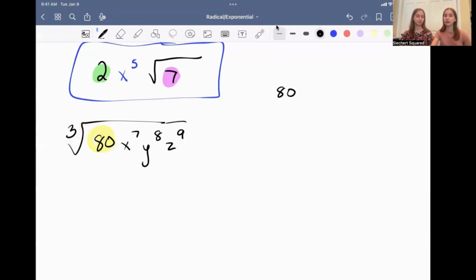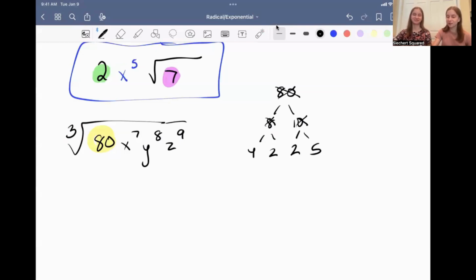So 80, again, pick any 2 things that multiply to 80. Let's say you pick 8 and 10. And then you can break both 8 and 10 down a little more. 10 is 5 and 2, or actually, it's 2 and 5. The order doesn't matter. 8 is 4 and 2, and 4 is 2 and 2. So you break down the numbers as much as you can until you can't break them down anymore, until you get a prime number.